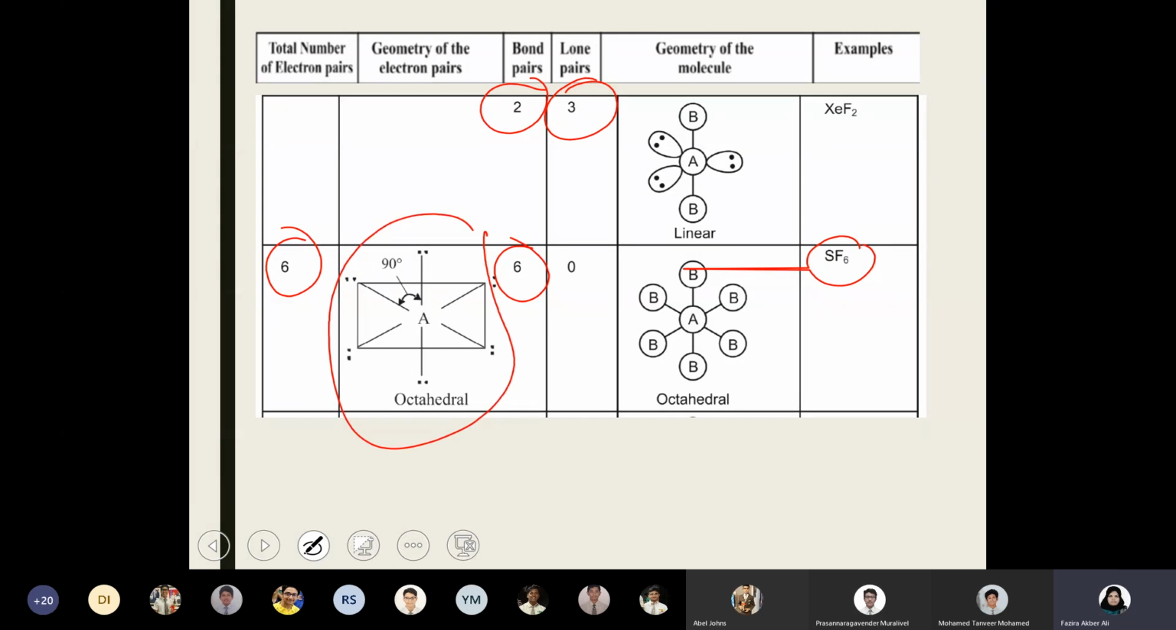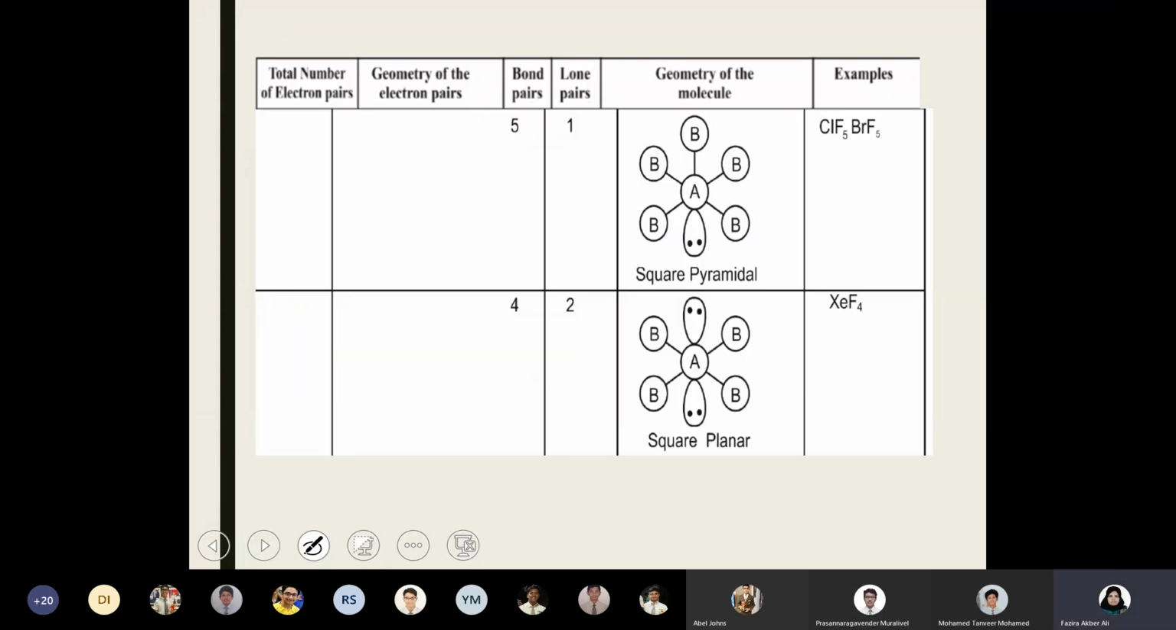Now, in this case also, there will be a combination of bond pairs and lone pairs. So we need to explain the deviation of the geometry. Let's start with the first example. As you can see here, ClF5, BrF5. That is what I said. It is very difficult to learn by heart from the formula what the geometry is, because ClF3 we discussed as a T shape, but ClF5 is coming over here.